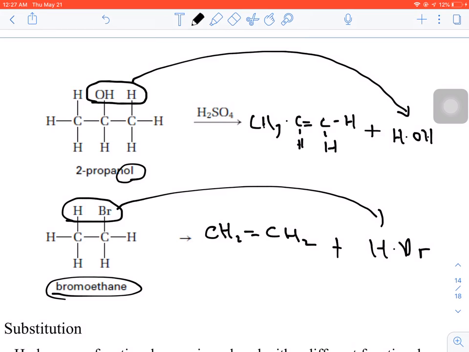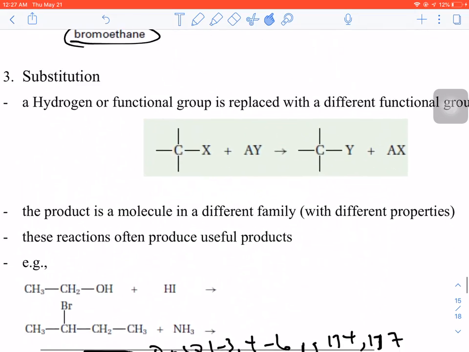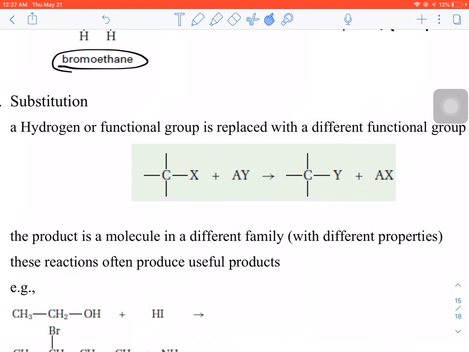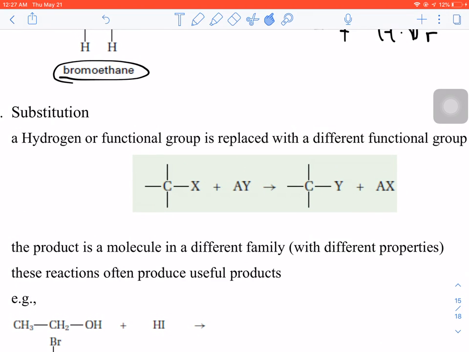Okay, my last type of reaction here is kind of like a displacement reaction, and it's called a substitution reaction. Now, remember when I was talking about single displacement and double displacement reactions earlier in the course, I said sometimes we call them single replacement or double replacement. Something is replacing or substituting for something else. Here in organic, we actually call it a substitution reaction.